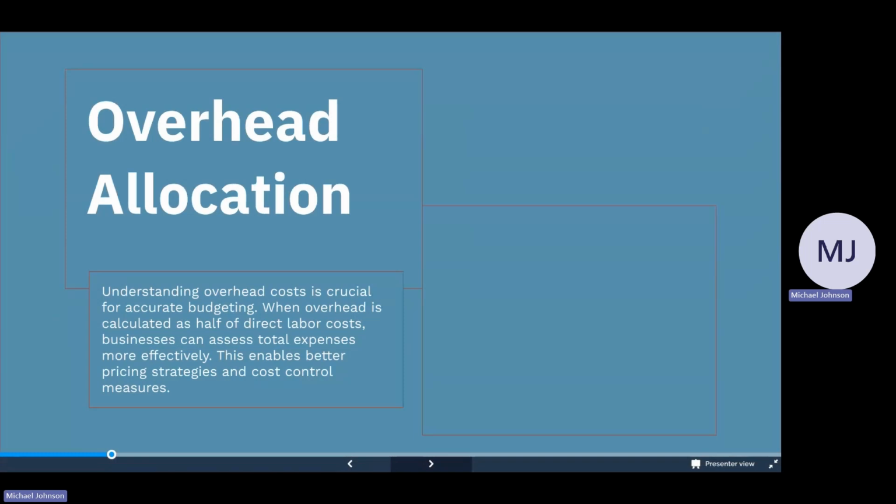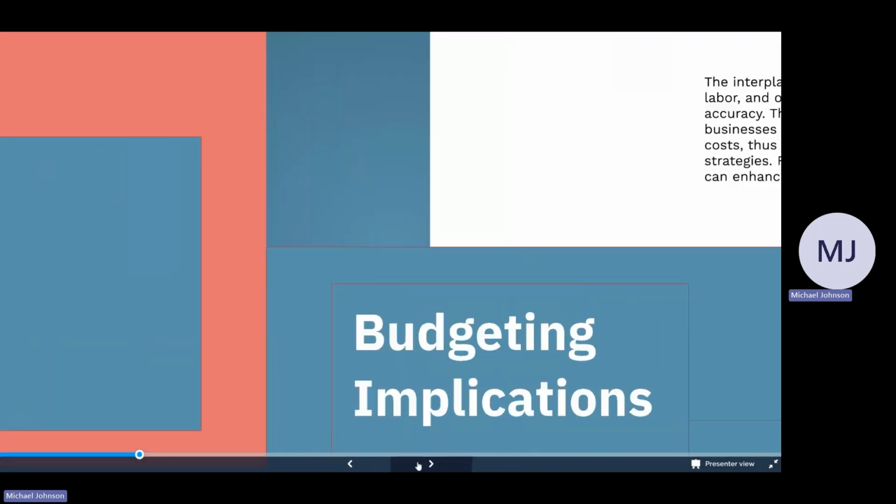Overhead allocation. Understanding overhead costs is crucial for accurate budgeting. When overhead is calculated as half of direct labor costs, businesses can assess total expenses more effectively. This enables better pricing strategies and cost control measures.